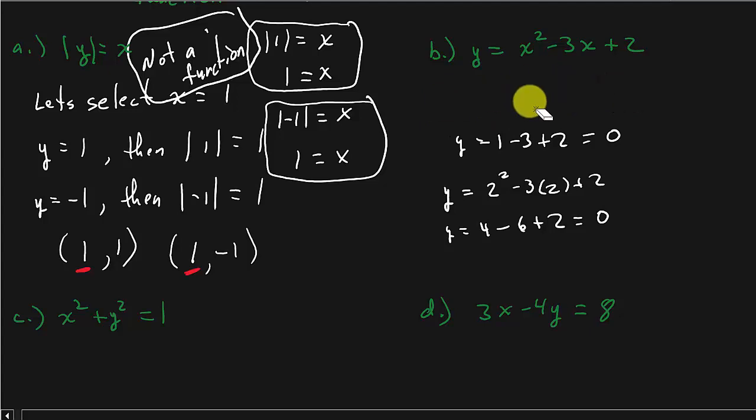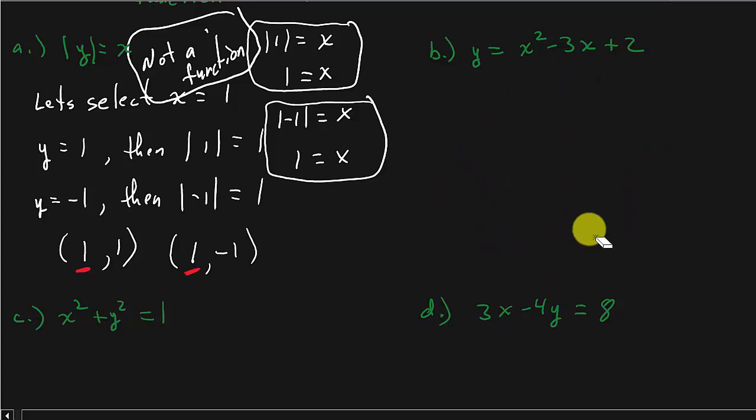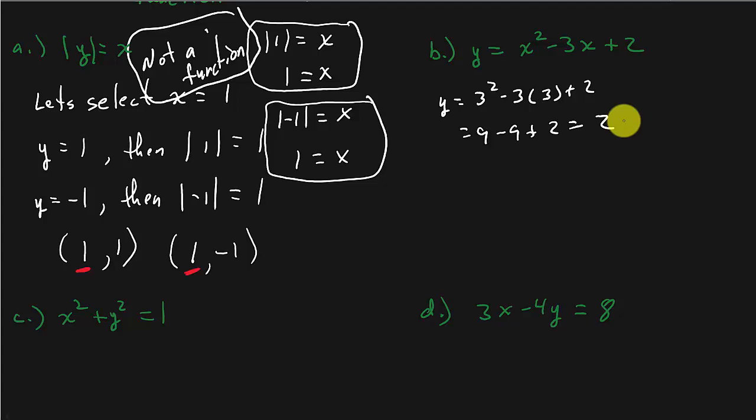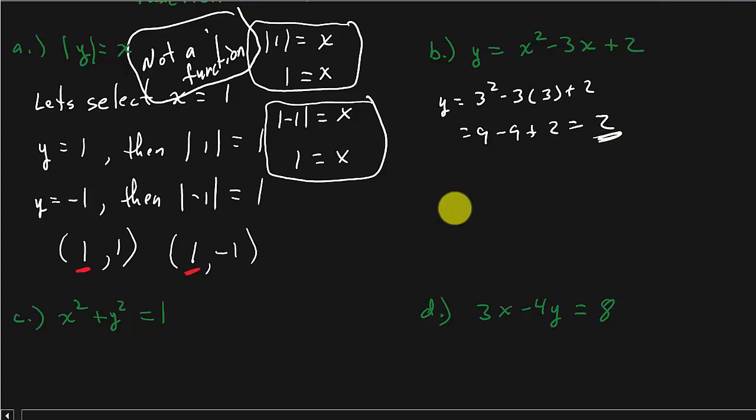And let's look at this. Let's even go for a different number. Let's plug 3 in. y equals 3 squared minus 3 times 3 plus 2, which is 9 minus 9 plus 2, which equals 2. So you see, whenever I plug in an x value, I'm only getting one y value as an answer. Like this, y equals this number. It's not equaling plus or minus that number or anything like that. And just like before, when I plugged in 1, what did I get?